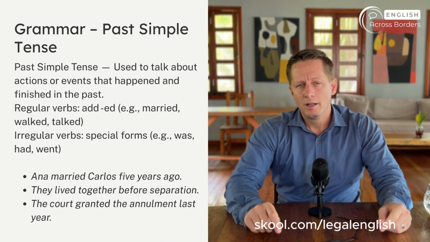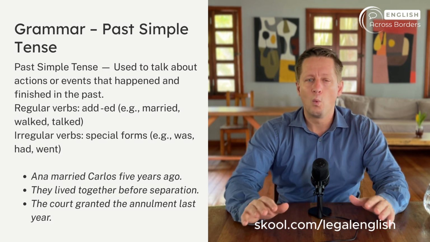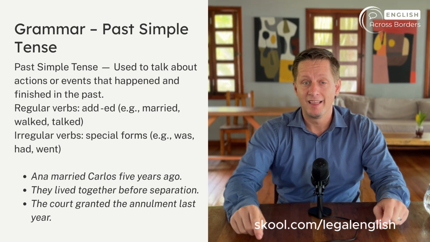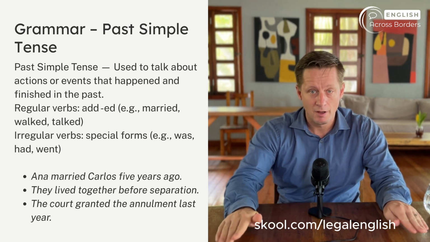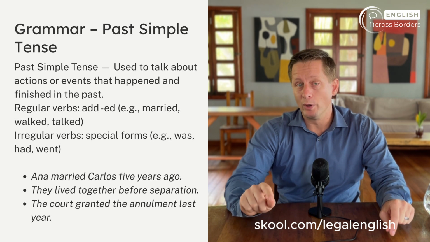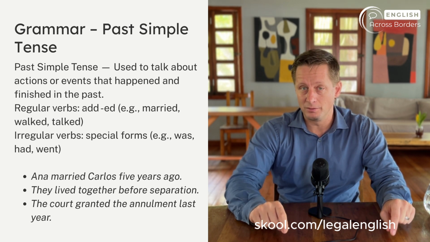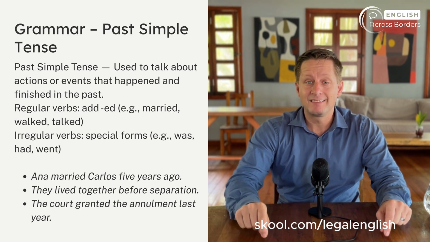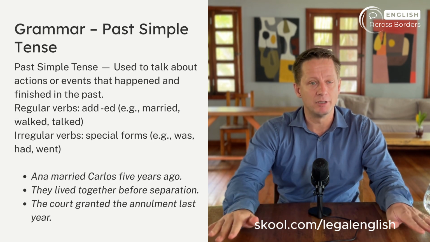Let's learn about the past simple tense, one of the most important ways to talk about events that happened in the past and are now finished. For example, when we say Anna married Carlos 5 years ago, the word married is in the past simple. It tells us the action happened in the past and is complete.